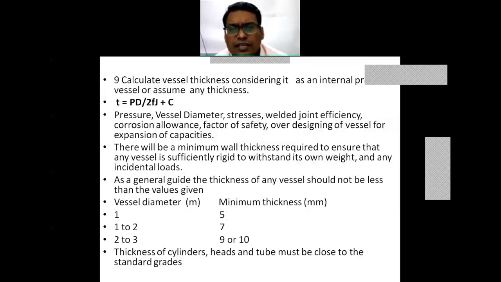So the pressure, vessel diameter, stresses, welded joint efficiency, corrosion allowance, factor of safety, and over-designing of the vessel for expansion of the capacities, all these points are to be taken into consideration. Then what must be the minimum thickness required to withstand the given conditions? Generally, if the vessel diameter is 1 meter, then a minimum thickness of 5 millimeters has to be taken for the vessel fabrication. As the vessel diameter increases, the minimum thickness requirement goes on increasing.